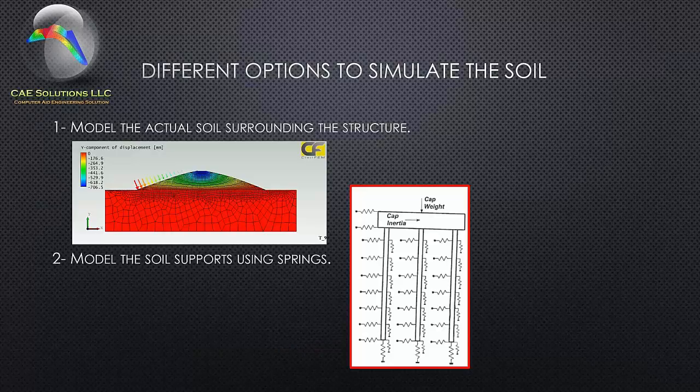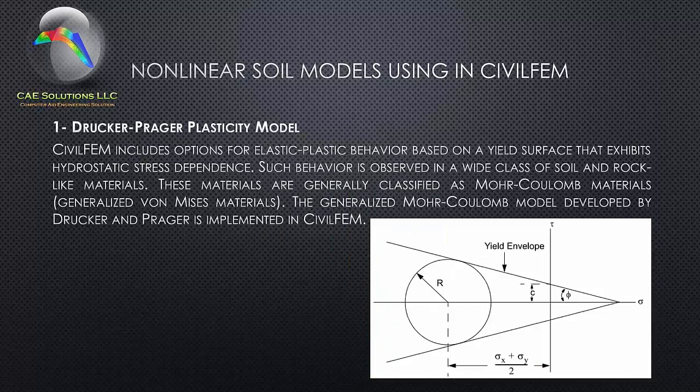The different options to simulate the soil in CivilFEM would be, number one, model the actual soil surrounding the structure. And we can model the soil supports using spring elements. For nonlinear soil models in CivilFEM, we have the Drucker-Prager plasticity model. CivilFEM includes options for elastic plastic behavior based upon a yield surface that exhibits hydrostatic stress dependence. Hydrostatic means stresses in all directions. Such behavior is observed in a wide class of soils and rock-like materials.